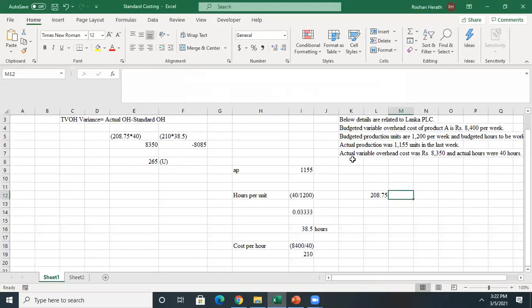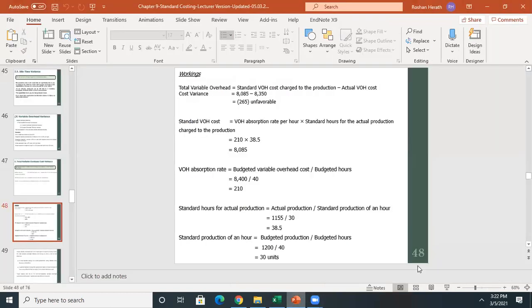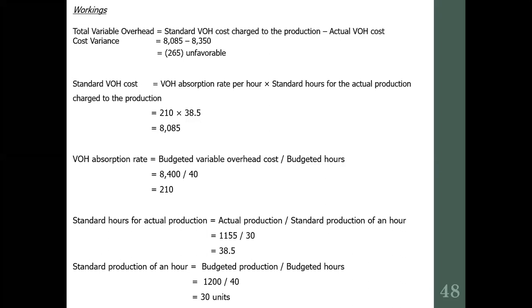If you go to that, here the question says that actual variable overhead cost was 8,350 and actual hours were 40 hours. This 40 is actual hours. So this is standard hours, actual cost, standard cost, right? That's how we got it. In fact, here it has been worked out, but we have worked that out. So therefore, I think you need not refer to this. The same thing is what we have discussed.